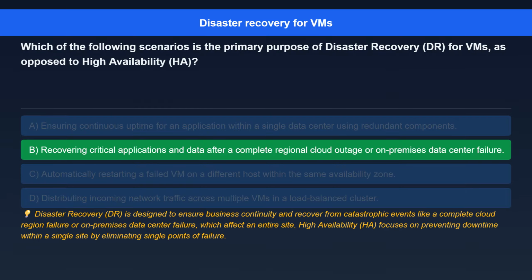The correct answer is, quote, recovering critical applications and data after a complete regional cloud outage or on-premises data center failure. Here's the explanation. Disaster recovery, DR, is designed to ensure business continuity and recover from catastrophic events like a complete cloud region failure or on-premises data center failure, which affect an entire site. High availability, HA, focuses on preventing downtime within a single site by eliminating single points of failure.